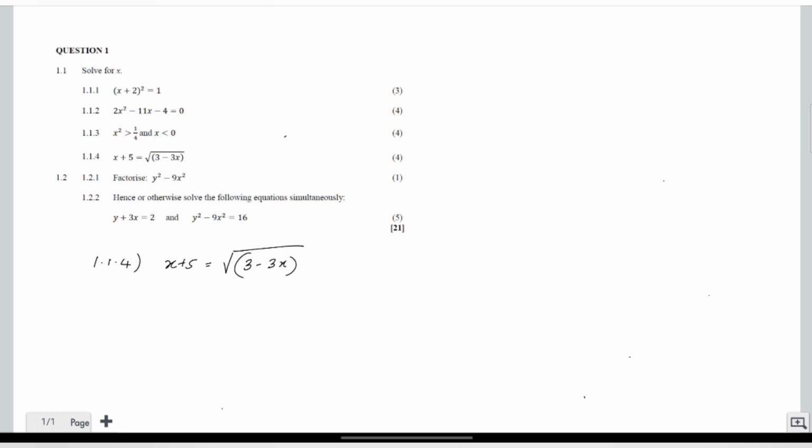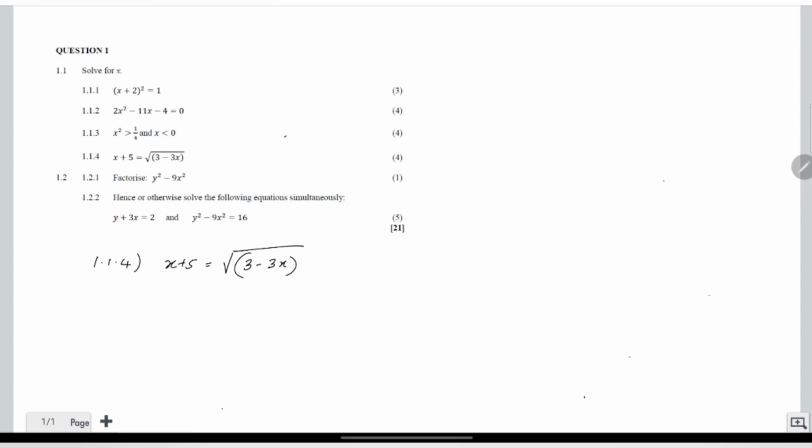But before you apply this method, make sure that the square root term is alone, wherever it is, maybe left hand side or right hand side. Here the square root term is on the right hand side, isn't it? And that term is alone there.